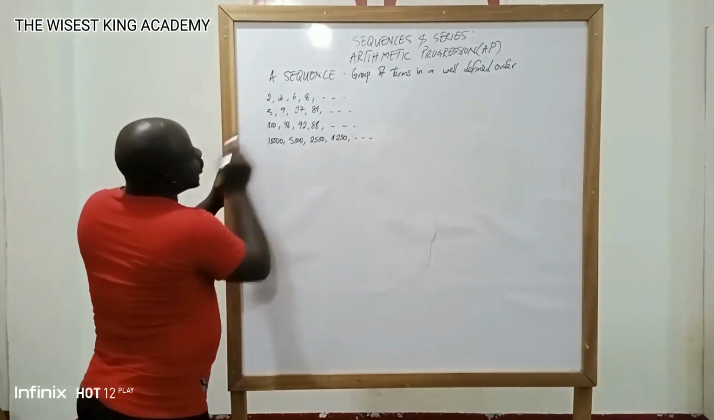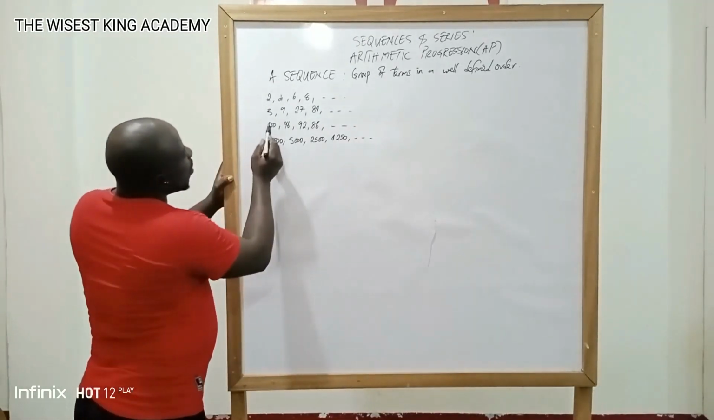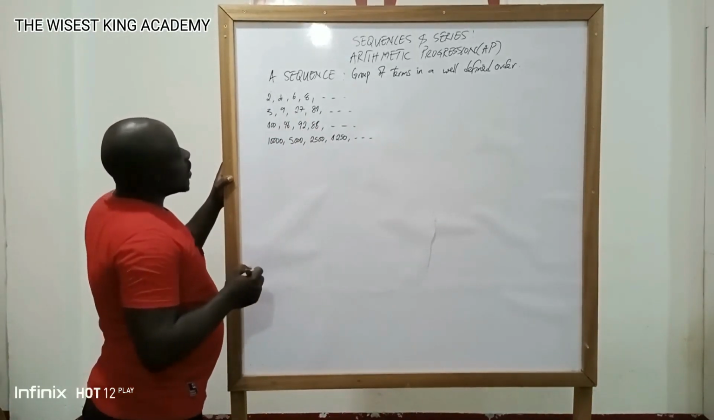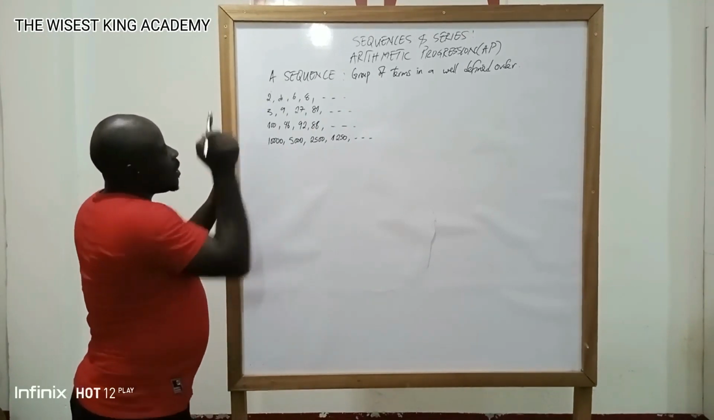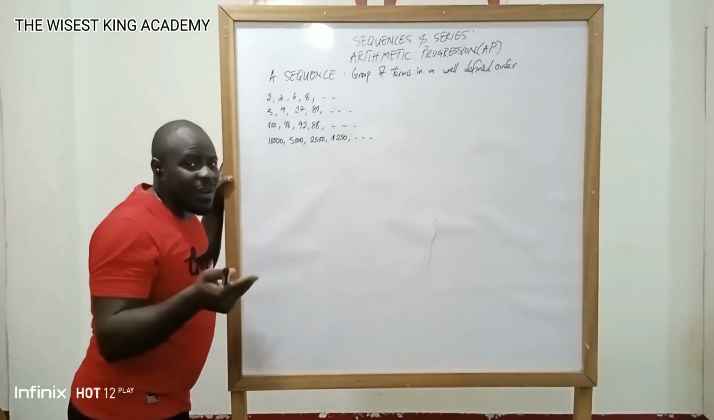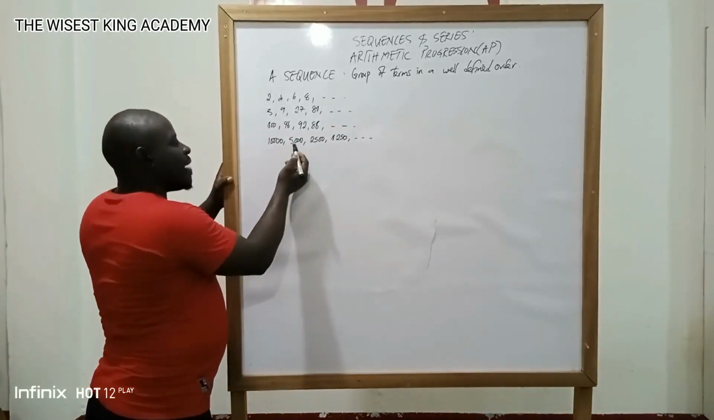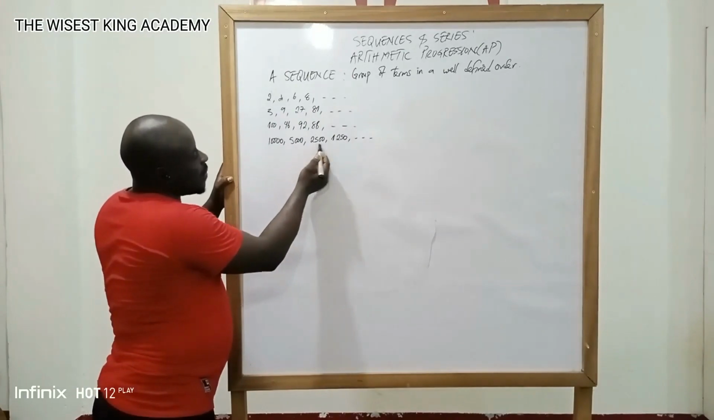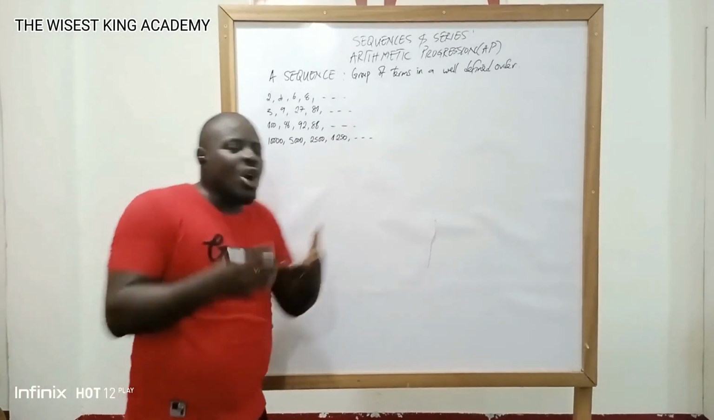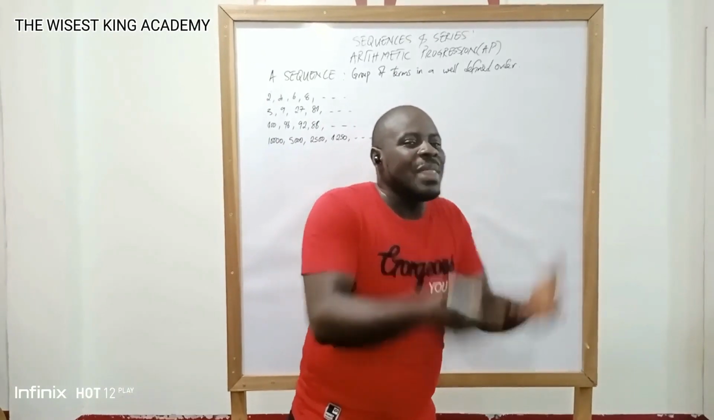Likewise, for the third, the next term is obtained by subtracting 4 from the previous term. 100 minus 4, 96. 96 minus 4, 92. 92 minus 4, 88. The last one, the next one is obtained by multiplying the previous by 0.5 or by dividing the previous by 2. We have 10,000 divided by 2, 5,000 divided by 2, 2,500 divided by 2, 1,250. So these are sequences. When you observe, there is that tendency of you knowing which value will come next.